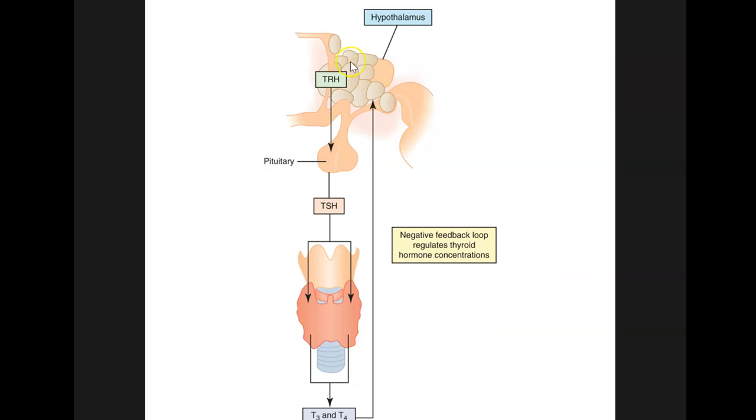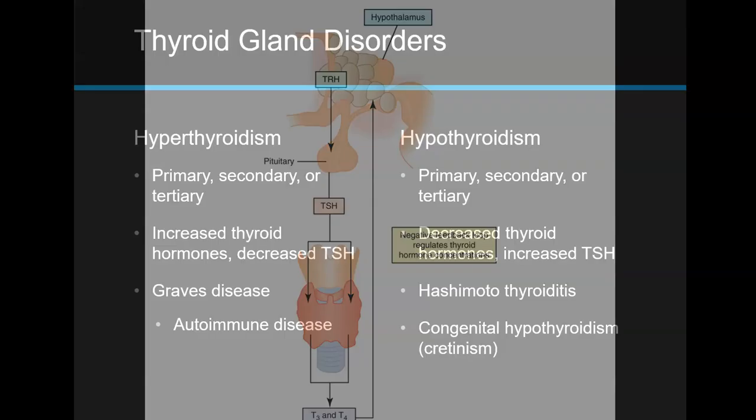So again, your hypothalamus will signal via TRH to your pituitary to release TSH. TSH will go to your thyroid and tell it to release T3 and T4, which give you a negative feedback to stop the TSH and TRH production as their levels come up.